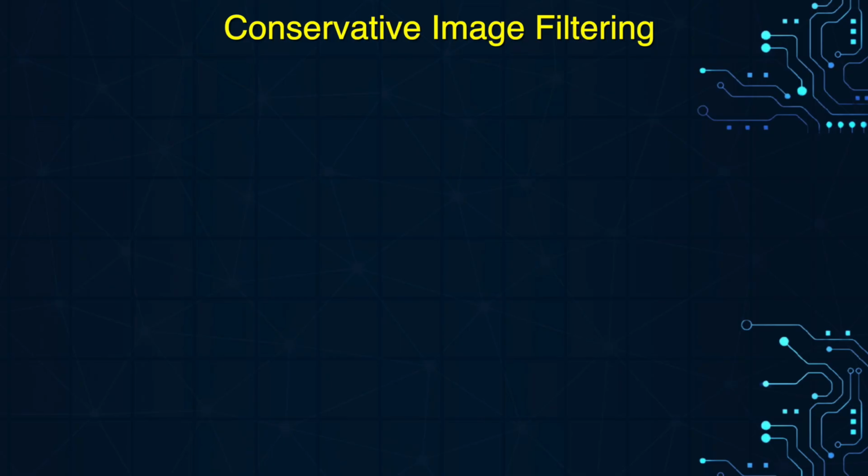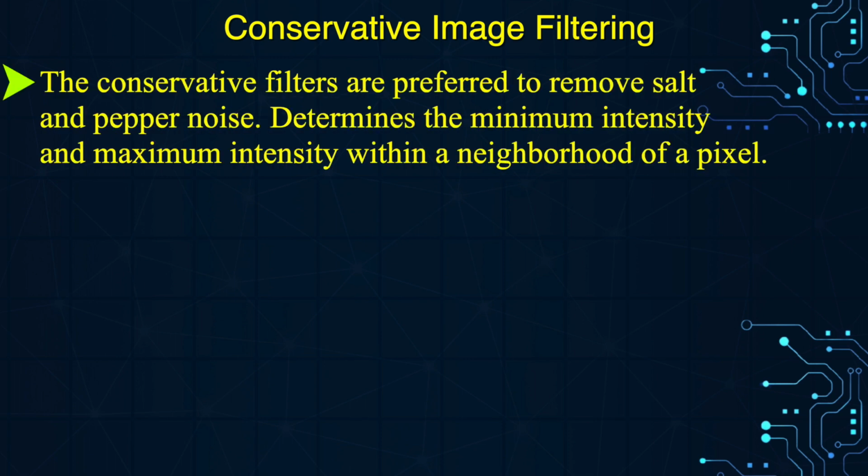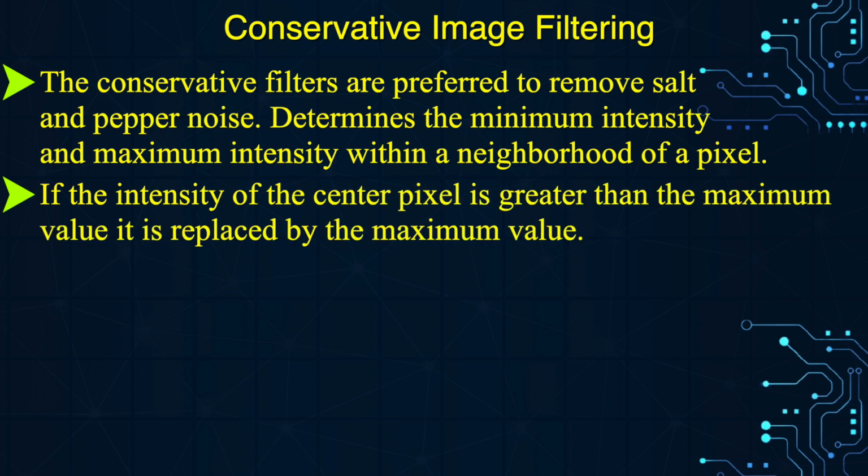Next kind of filter is conservative image filtering. The conservative filter is preferred to remove salt and pepper noise. It determines the maximum intensity within the neighborhood of a pixel. If the intensity of the center pixel is greater than the maximum value, then it is replaced by the maximum value, so this filter is also called the maximum filter. No, there are two filters: one is called the maximum filter, one is called the minimum filter.